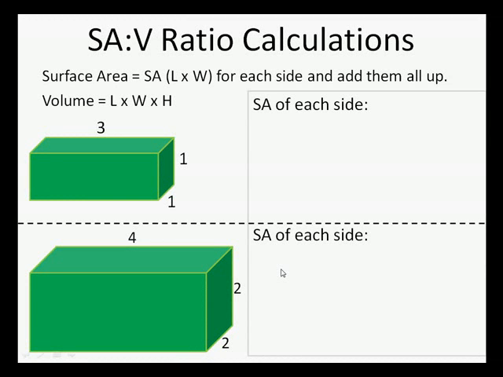The purpose of this video is to show the simple calculations that are needed to determine a surface area to volume ratio, which in biology is necessary to demonstrate why cells are not allowed to grow to big sizes. They have to remain small.